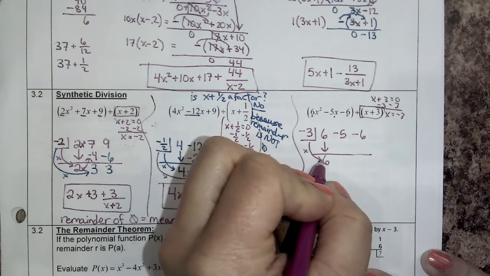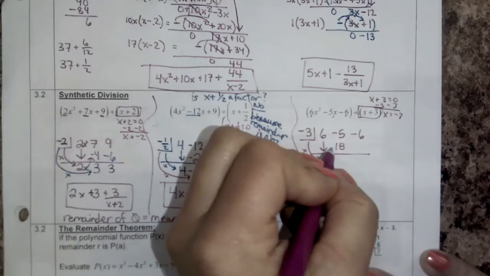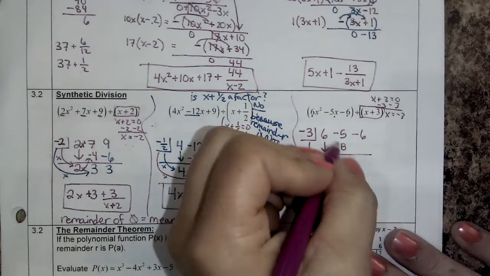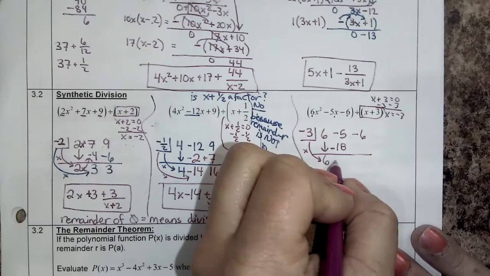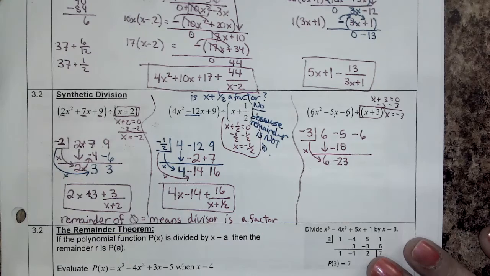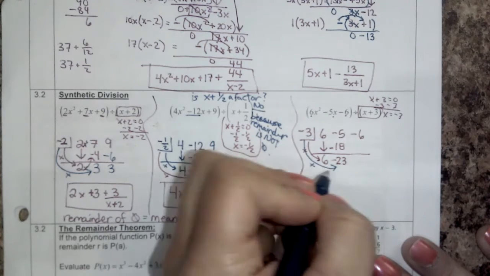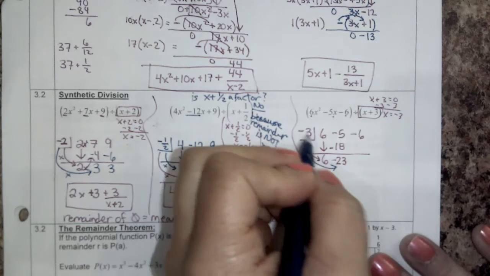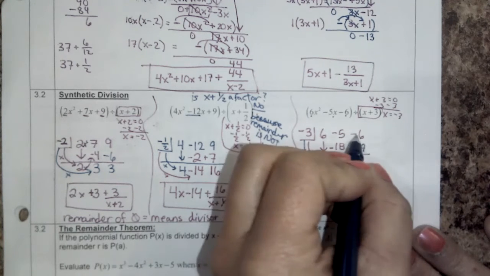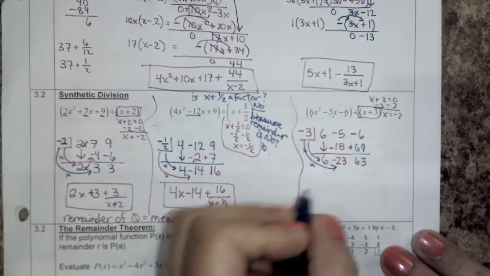So I'm going to multiply -3 times 6 is -18. Okay, and -5 plus -18 is -23. Ooh, this is going to be a big number. Okay, so now -3 times -23 is, let's see, 69. Okay, -6 plus 69 is 63.